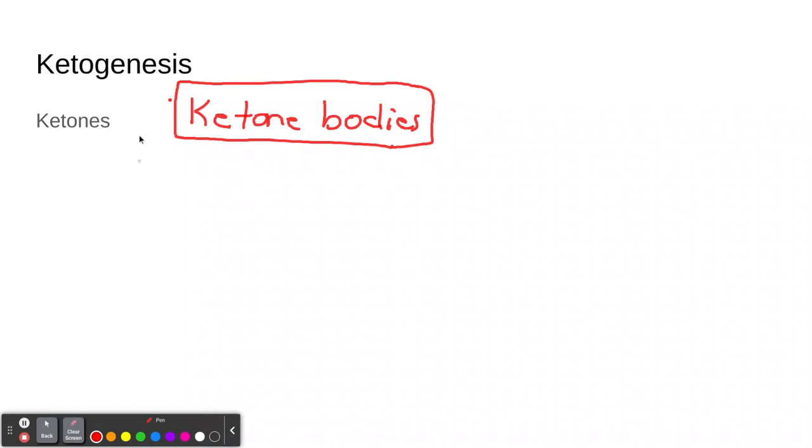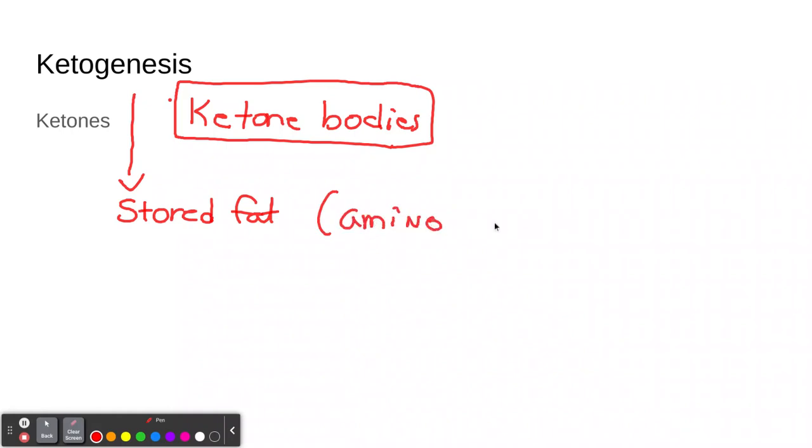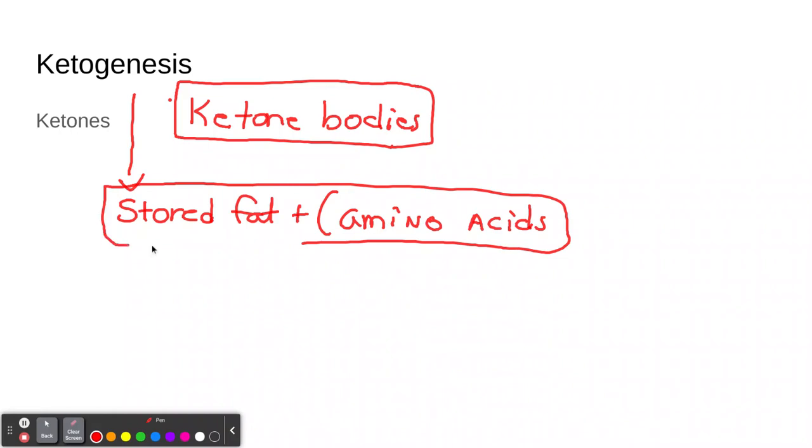So what the body will do in ketogenesis is take stored fat and/or amino acids. Amino acids are proteins. And they will be converted to ketones, and that'll be the energy source.